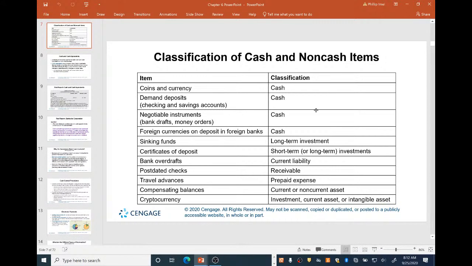So right here, this is just a little list of some classification of cash and non-cash items. We won't read through all of them here. I won't bore you, but we can see coin and currency, that's cash. Same thing we just talked about with demand deposits, negotiable foreign currencies. These are all cash. And then you can see here we get into different things. Sinking funds, that's long-term investment. CDs, short-term, and the same thing we just went over. It's just put in a chart.